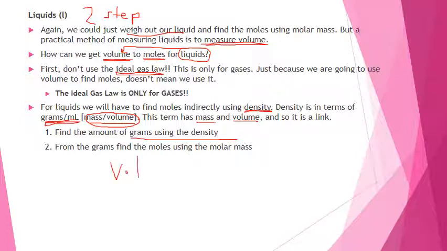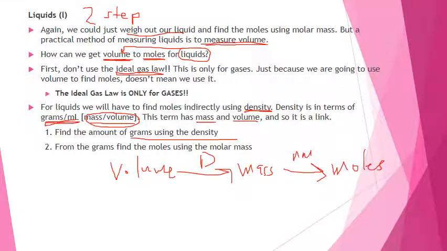So let's say you're given a volume. The first step is to find the mass using density, and then using molar mass, you're going to find moles. So first step, second step. And going the other way is the same. Given moles, you figure out mass using molar mass, and then figure out volume using density, but in reverse.